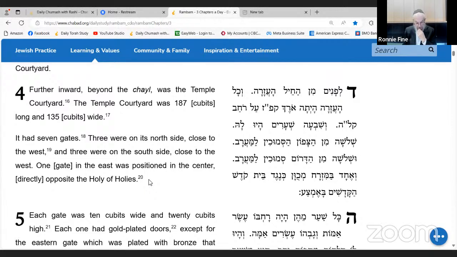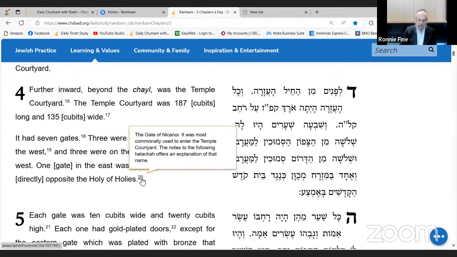Not exactly certain what he means here. Three on the north, close to the west, three on the south, close to the west, and one gate east, which was positioned in the center directly opposite the Holy of Holies. Okay, that one, yeah. That's over here. Shar Nicanor.